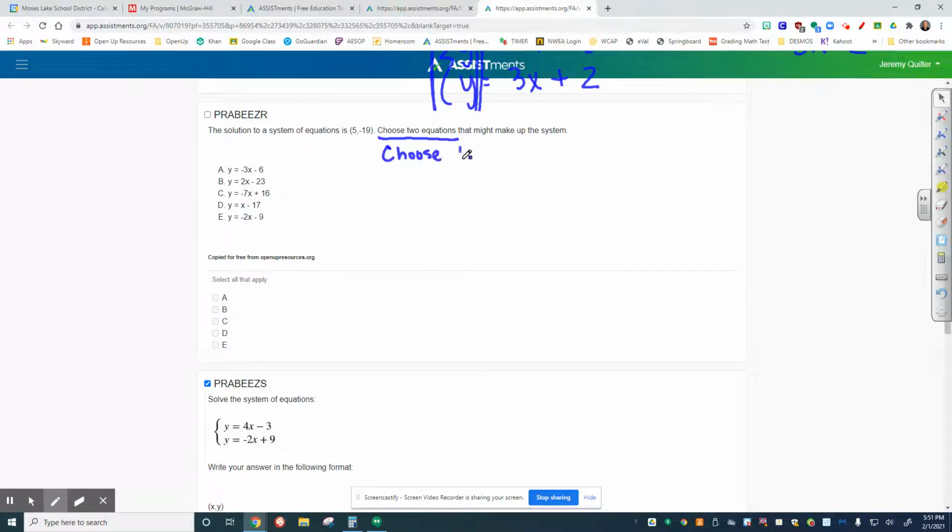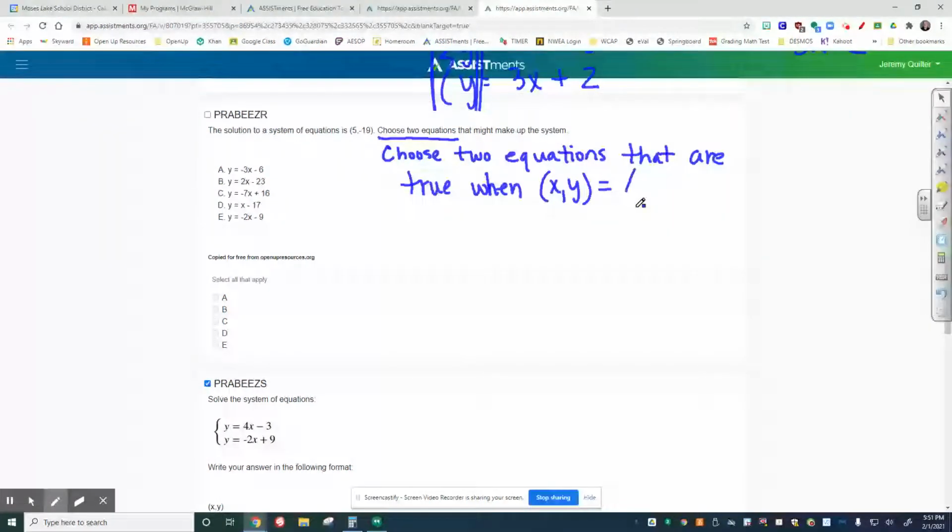equations that are true when x, y equals 5 and -19. Okay, we have to make sure that they're true.